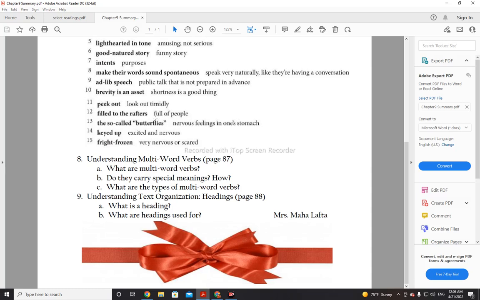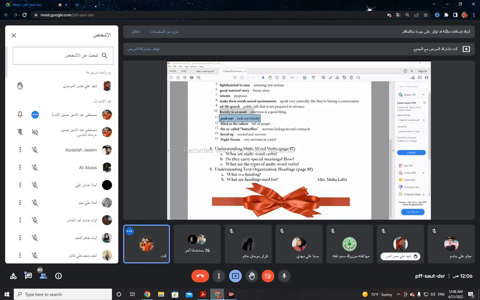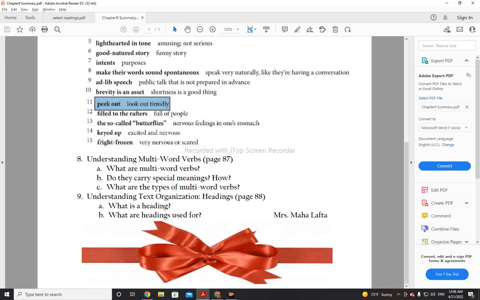Peek out, look out timidly. I don't know what that means really. If anyone does, please open your mics and tell us. I don't know the exact word in Arabic, but when you peek out, أعتقد يختلس النظر in Arabic, I think. I don't know, maybe. It could be true. You could be right.